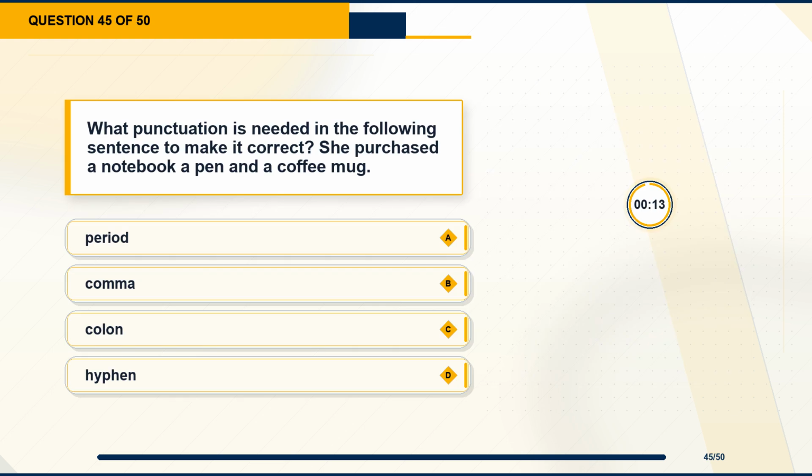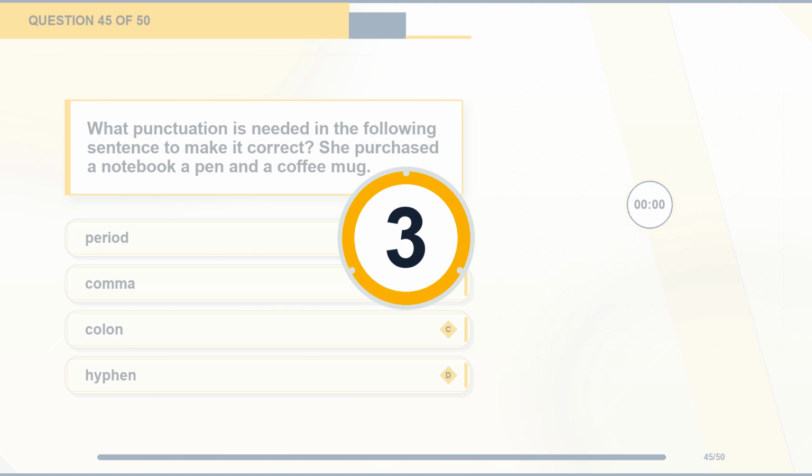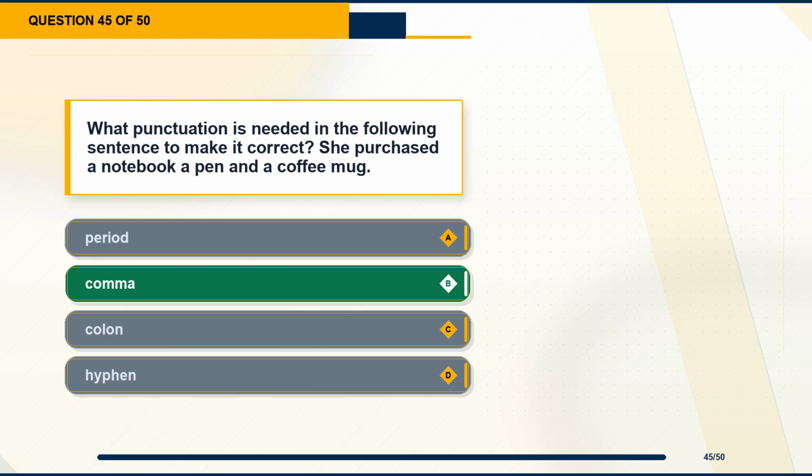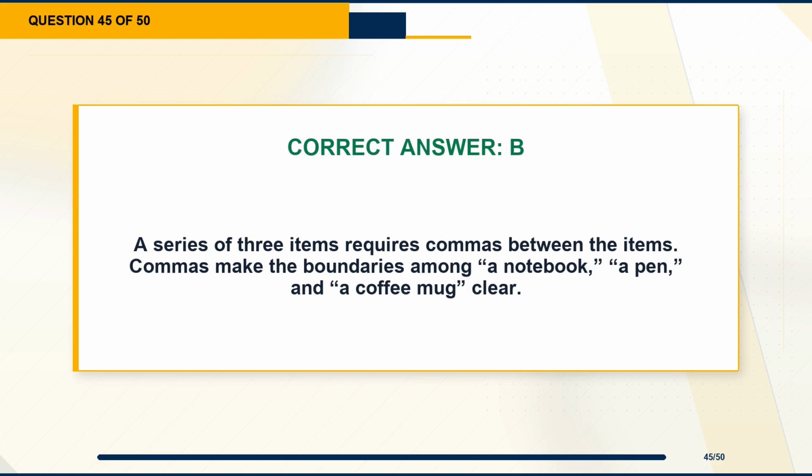Question 45. What punctuation is needed in the following sentence to make it correct? She purchased a notebook, a pen, and a coffee mug. Option A, period. Option B, comma. Option C, colon. Option D, hyphen. The correct answer is option B, comma. Explanation. A series of 3 items requires commas between the items. Commas make the boundaries among a notebook, a pen, and a coffee mug clear.